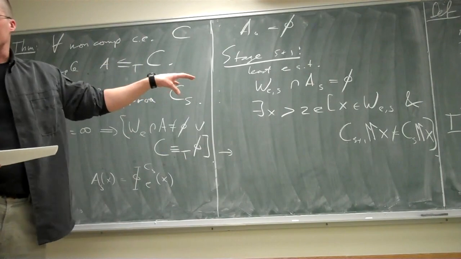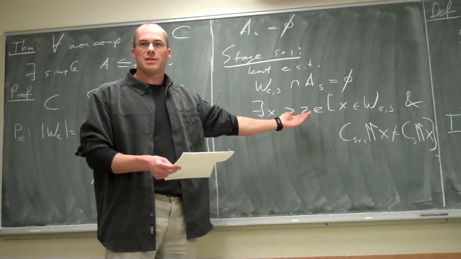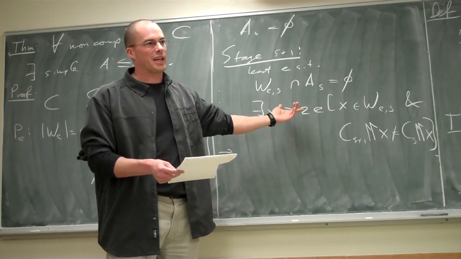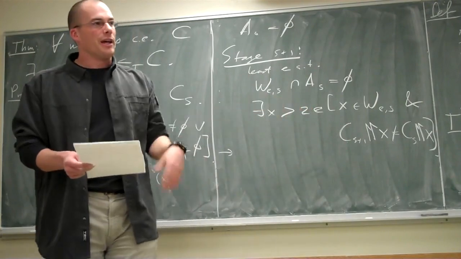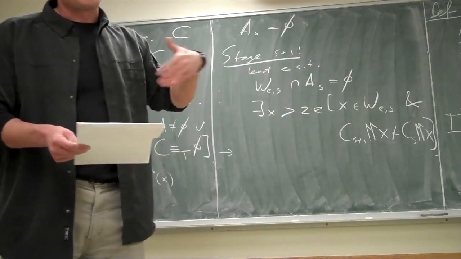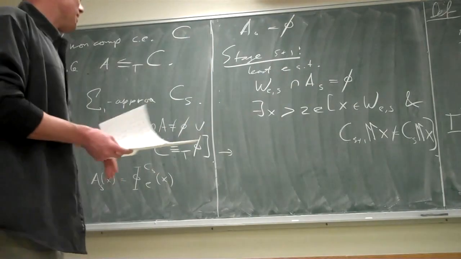Well, A complement is infinite for exactly the same reason as before. Amongst the first 2e elements, there are only e requirements for which you might take an action. Therefore, there are at most e elements which you would enumerate in. Therefore, the complement of A amongst the first 2e elements is at least of size e. Therefore, the complement is infinite.